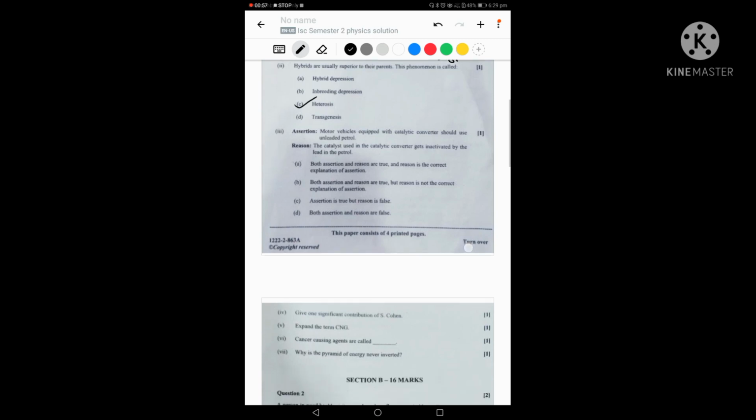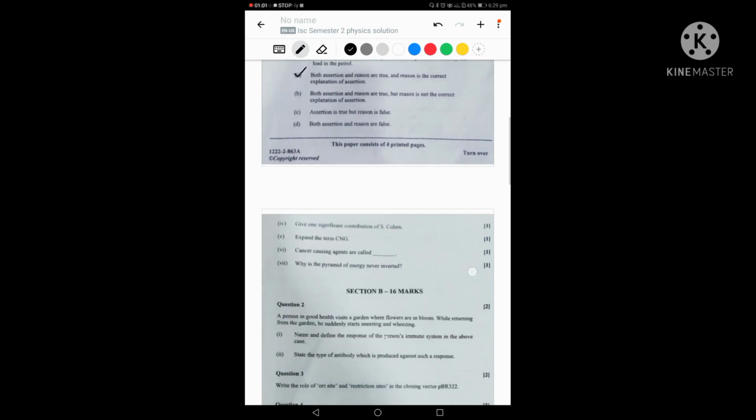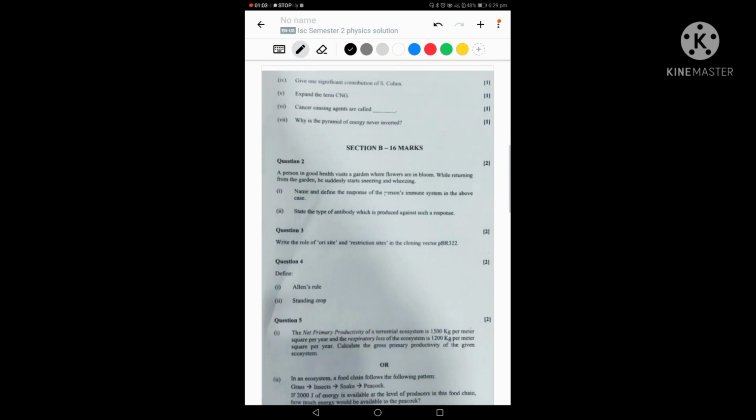The third part's answer was A: both assertion and reason were true. The significant contribution of S. Cohen was that he discovered the method by which a DNA plasmid can be inserted into a host cell. CNG का full form था compressed natural gas.